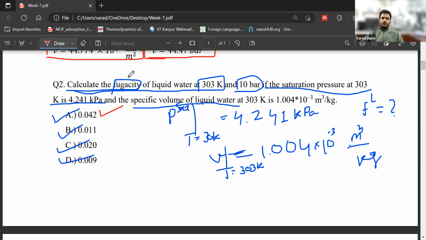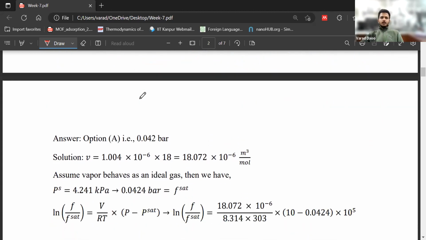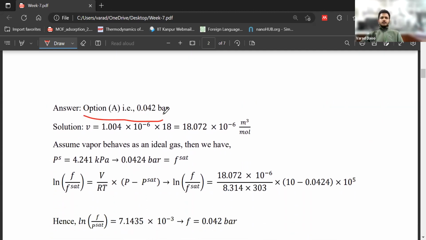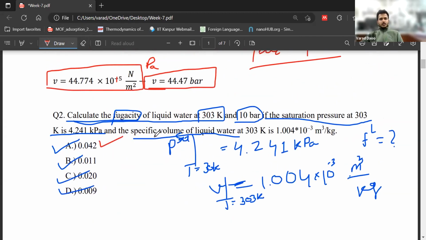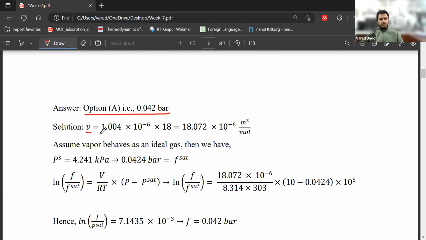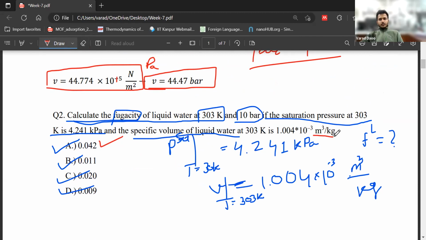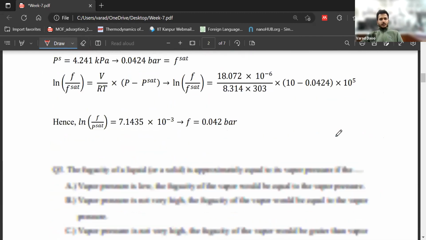So anybody got it? I'll be sharing the solution. The correct answer is option A, which is 0.042 bar. Okay, so what are we given? We are given the molar volume, right? We are given the specific volume of liquid water, 1.004 into 10 to the power minus 3 meter cube per kg.